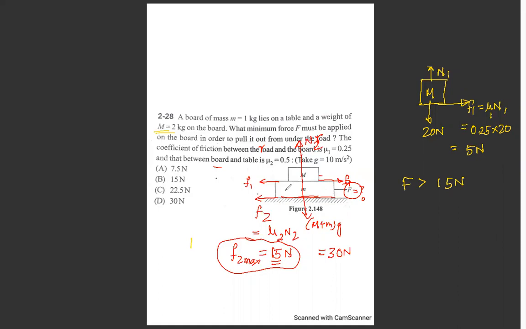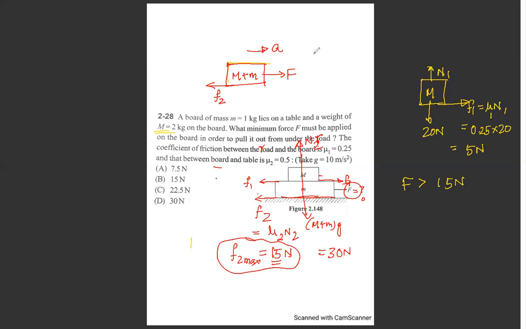If we say that the relative sliding between the blocks has not started yet, can we consider M plus M as a single block? Yes. So I'm going to consider both of them as a single block, and the net force is F. Here the maximum value of F2 will come, that is 15, and they will all have a common acceleration A.